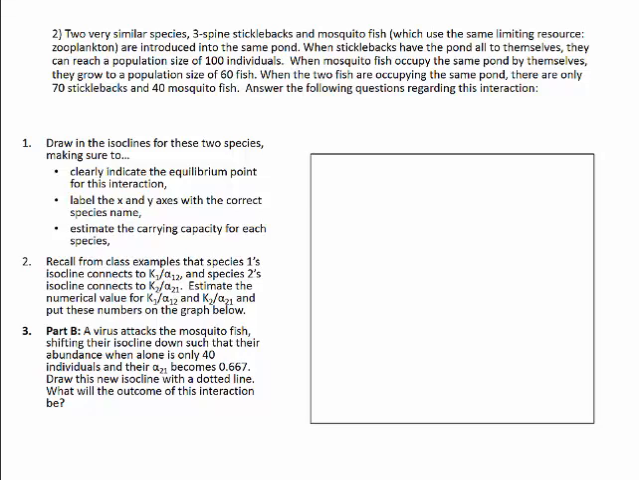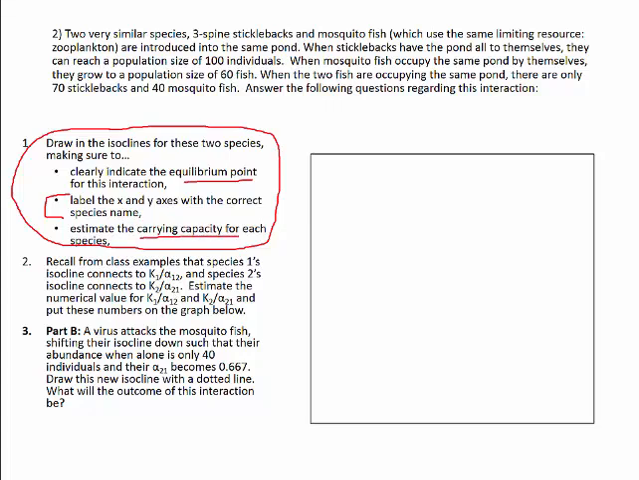Okay, so looking at the question, you see that we've got two species of fish. They're living in the same environment. You're given some information about each species. And you see that the challenge over here is to draw the isoclines for each species and figure out what the equilibrium point is for both species, as well as completing the proper labeling and so forth of the Zinji, and to estimate the carrying capacity for each species in this situation. All right, so let's get started with doing that.